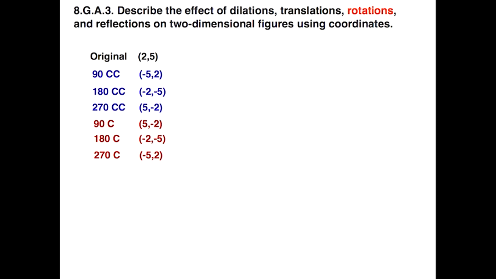Now let's double check ourselves. Let's see what things we might have in common and whatever patterns we might have. Well, let's see. If we look at our original coordinates of 2, 5, there's a similarity between a 90-degree counterclockwise rotation and a 270-degree clockwise rotation. Well, let's see. Let's say that was our starting location, and let's look at what these actual rotations would involve.